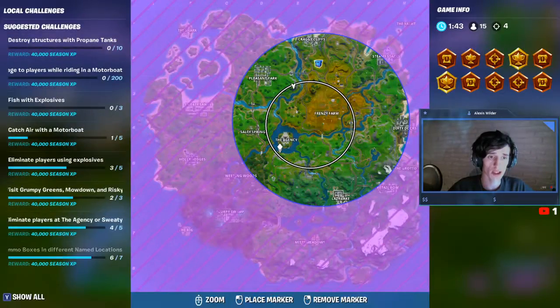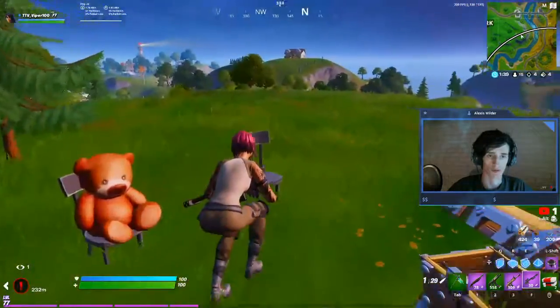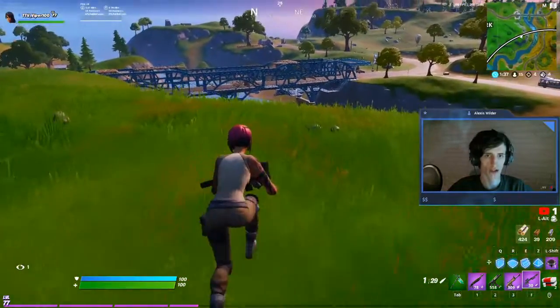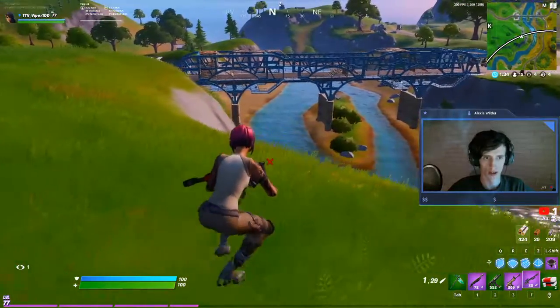That's 200 meters away? Holy fuck. That's far.